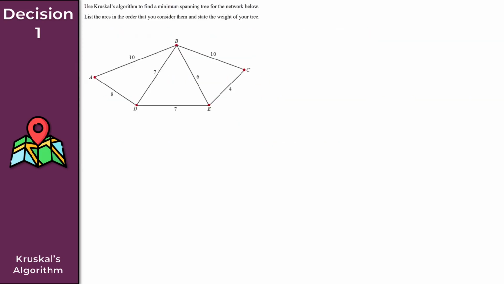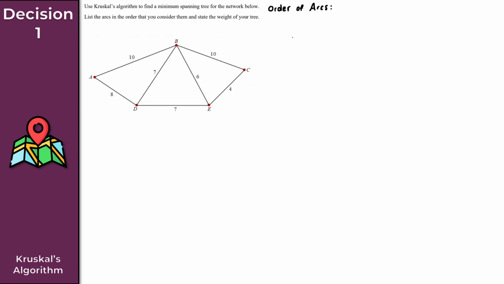So let's just have a go then at this one practice question here for Kruskal's algorithm. As the question says, use Kruskal's algorithm to find a minimum spanning tree for this network below. We need to list the arcs in the order that we consider them, and also state the weight of our tree. Now don't forget, with Kruskal's algorithm, the first thing that we should do is simply list the order of the arcs, and we'll do that at the top here.